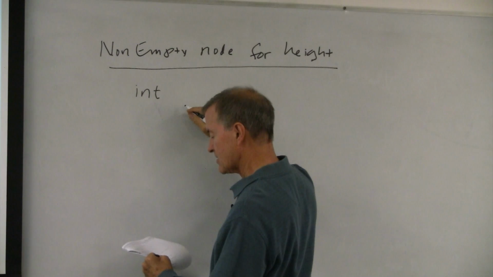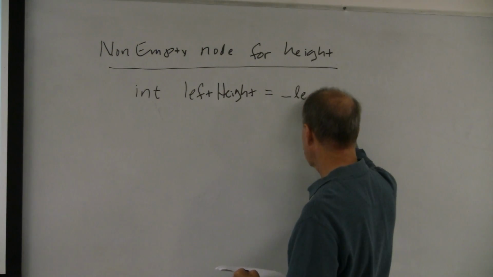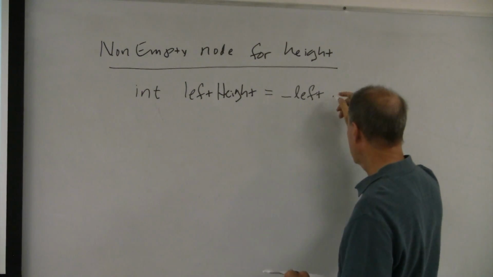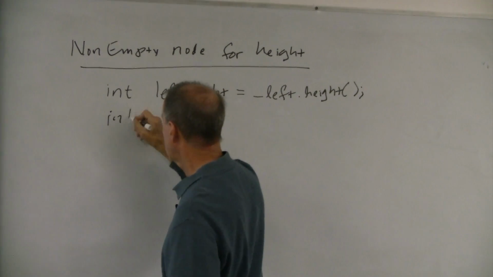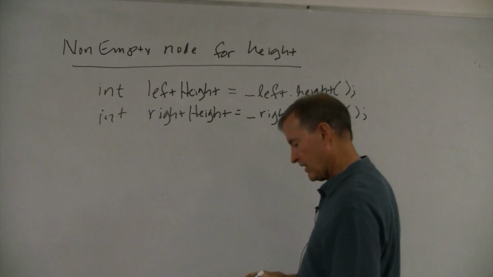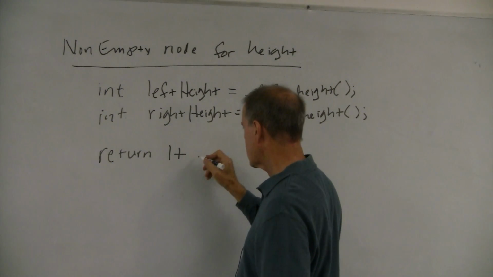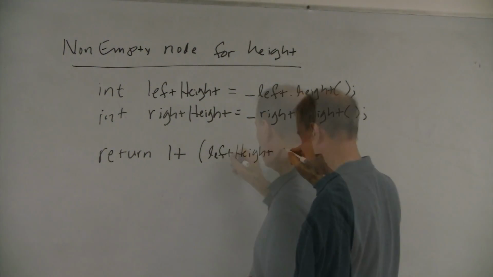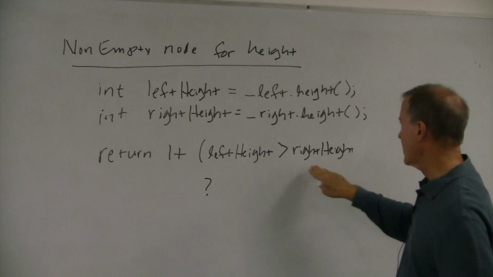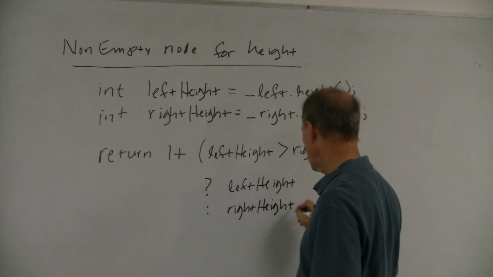Here, I said int left_height gets _left.height, because you're in the environment of a non-empty node, right? And we have _left, _data, and _right. Then int right_height gets _right.height, and then return 1 plus, and we check to see if left_height is greater than right_height, with a question mark. If the left height is greater than the right height, then what do we return? Left height. Otherwise, what do we return? Right height. Good. So you know the logic anyway.